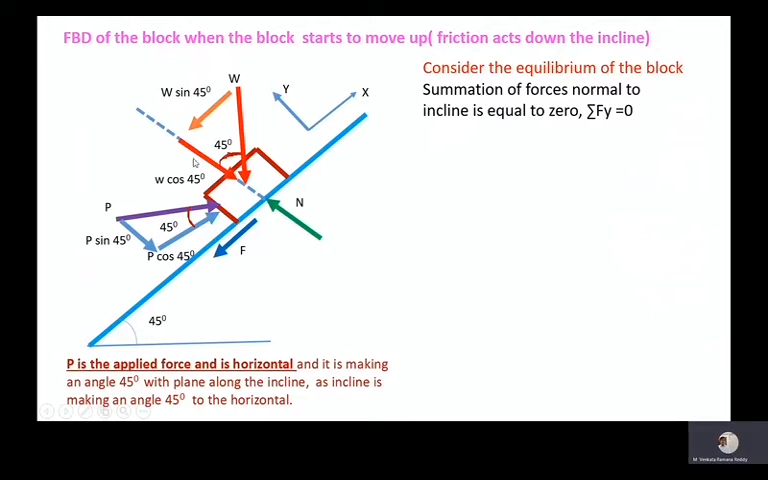N, W cos 45 and P sin 45 are the forces normal to the incline. As upward forces are positive and downward forces are negative, then N minus W cos 45 minus P sin 45 is equal to 0. That is, N is equal to W cos 45 plus P sin 45. W value is given in the problem.